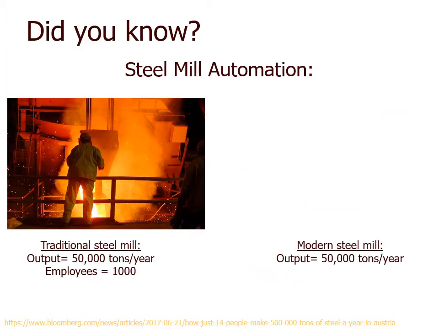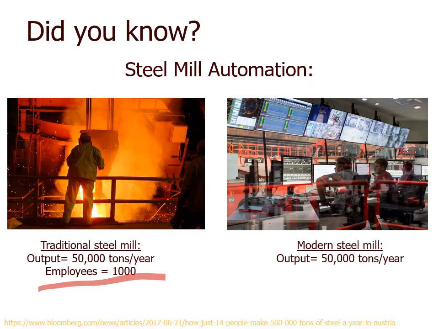And if this isn't going to convince you to learn how to program, nothing will. A traditional steel mill essentially can make 50 tons of steel and employs 1,000 people. A modern steel mill can make 50,000 tons of steel and employs 14 people. So learn how to program.